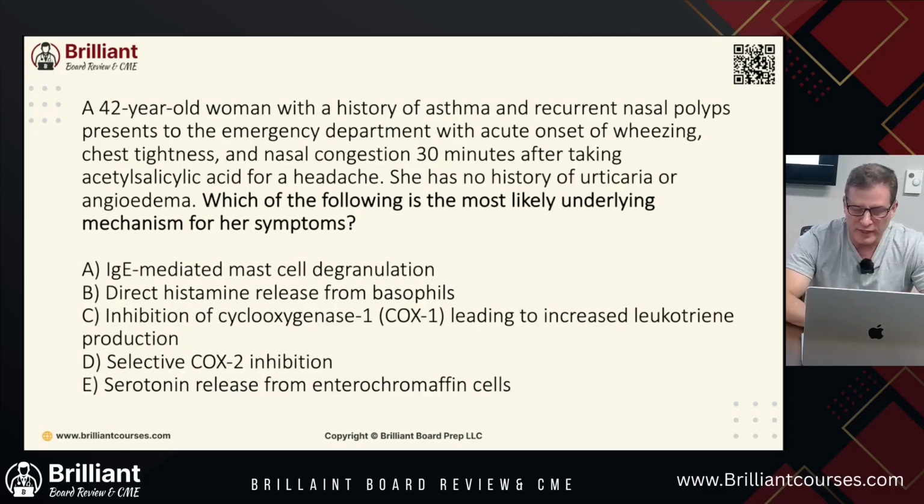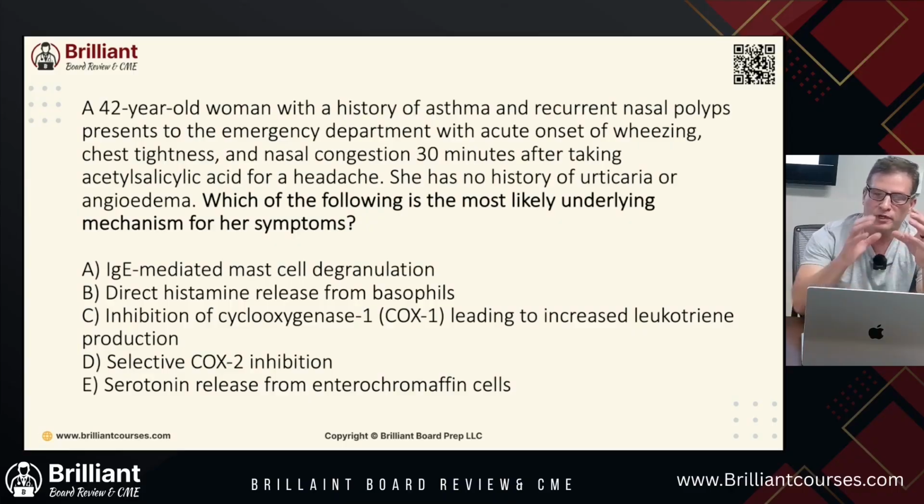Now, we read the question, and I want you to think about how you attack board questions. I want you to get in the habit, when you get a board question and when you're practicing for your exams, of reading what they are looking for first. What are they asking? Because sometimes you're going to get these huge vignettes with long sentences, and what do they really want? What is the purpose of this question? So the first thing is, what is the mechanism for this lady's symptoms?